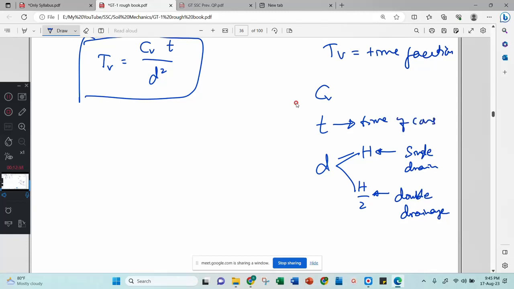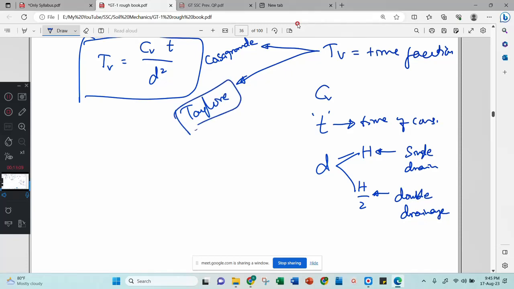Someone asked, sir, how much time will consolidation take? That is your t. I told you, 100 years, 20 years, 30 years. That is your t. And Tv is the time factor. You can get the time factor by some empirical formula. Two scientists studied this Tv. The first scientist is Casagrande, who gave one expression for Tv, and another is Taylor.